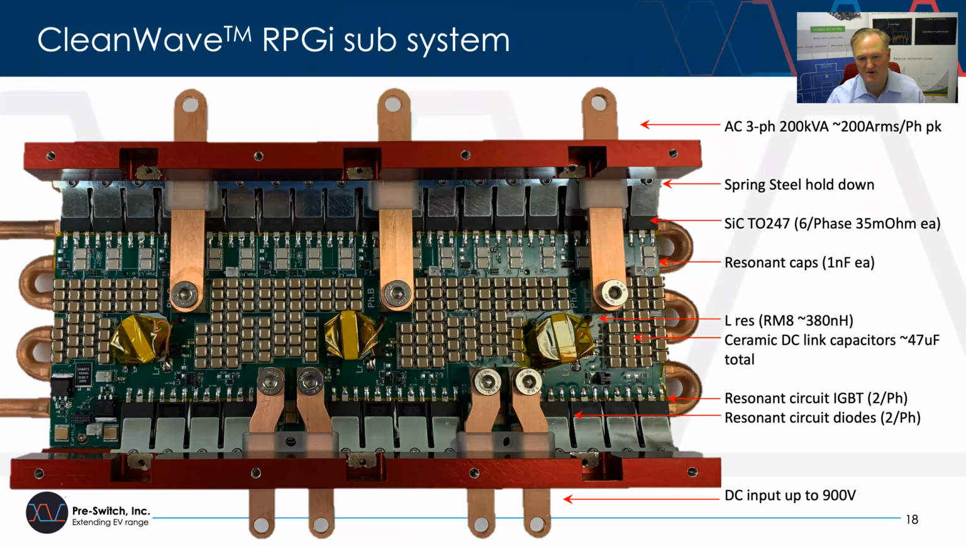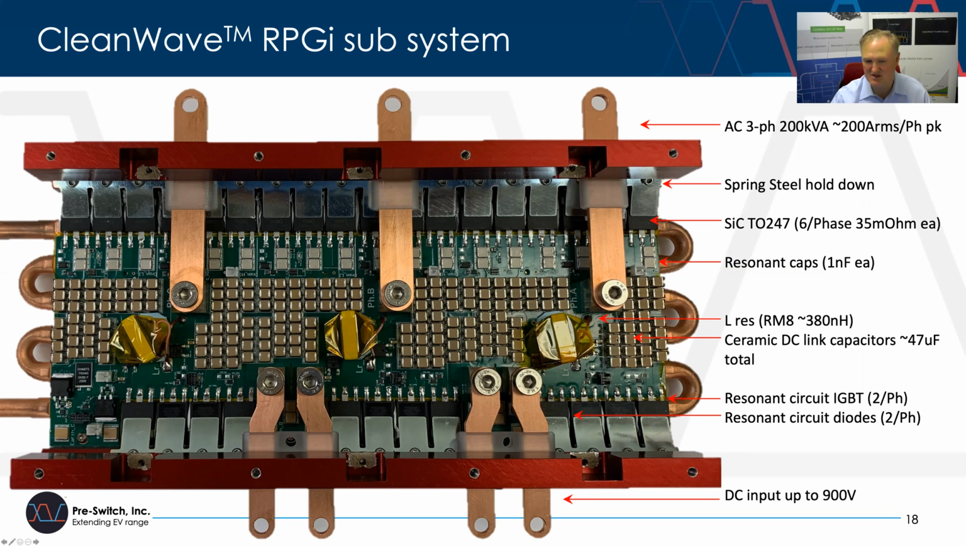If you strip off the top control layer and get down to what we call the RPG, the resonant power gate driver, you can see the top of this chart represents 18 silicon carbide MOSFETs. There's spring steel holding them down, and there are 3 MOSFETs per switch location and 6 per phase. The resonant caps that we add for the forced resonant soft switching are 1 nanofarad each, and they're very small. The inductor is also small. It's basically 380 nanohenries, and it's an RM8.